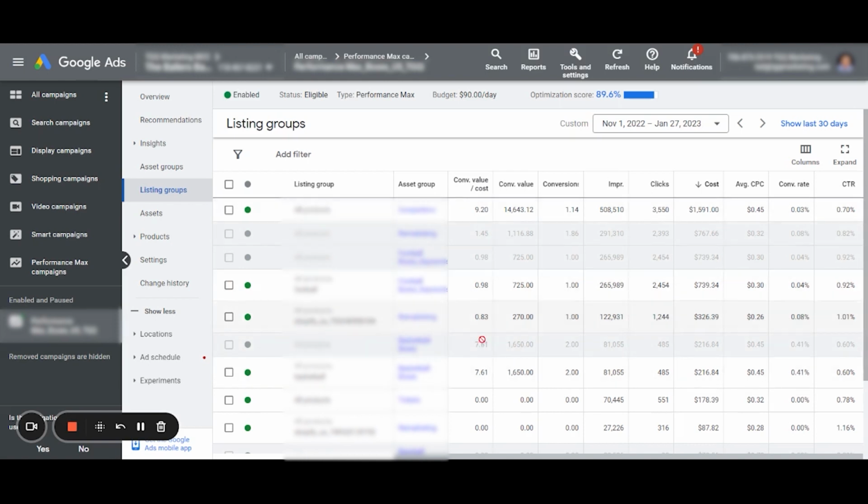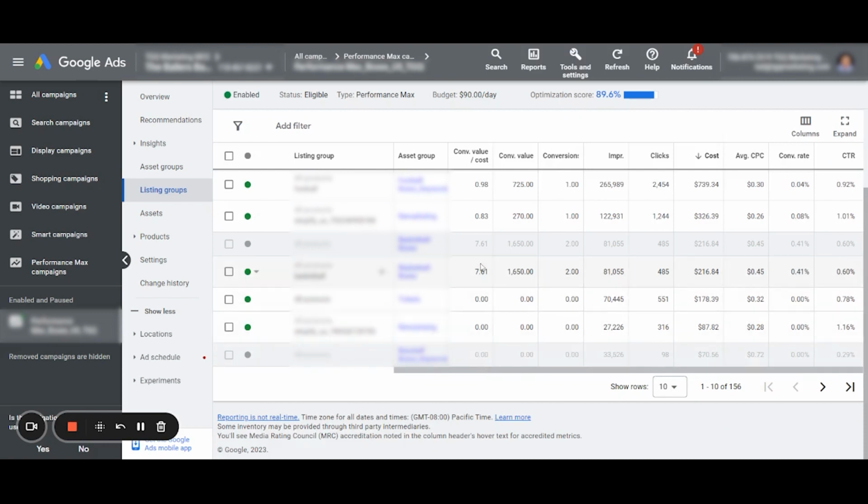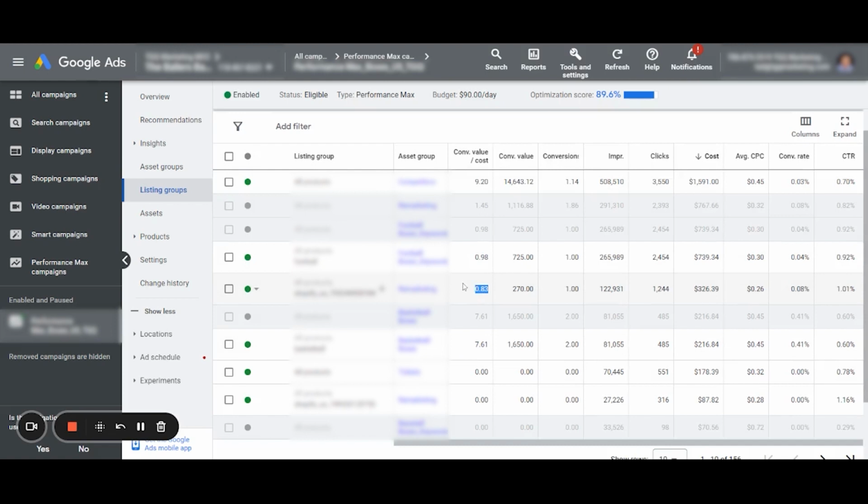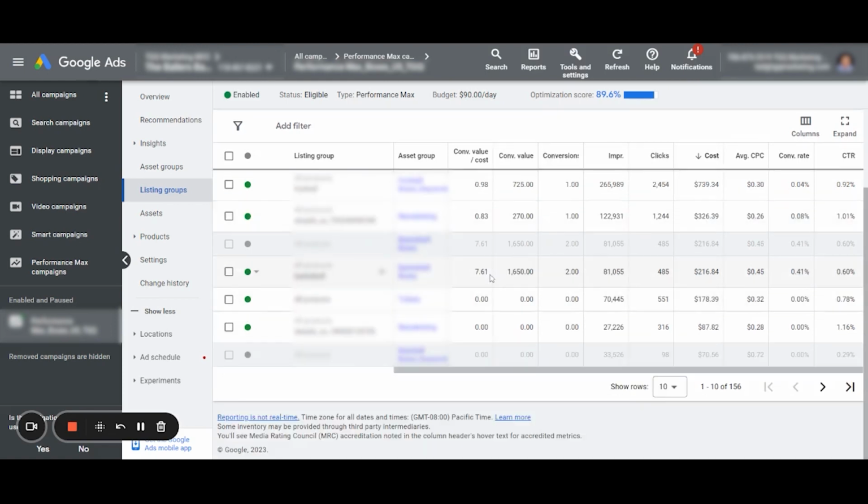So this got a really big order, and you can see basketball is performing really good. So with these insights, you can basically scale or try to refresh creative on low performing ones and push scale on better performing ones.